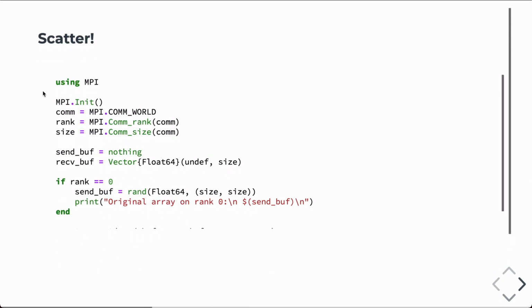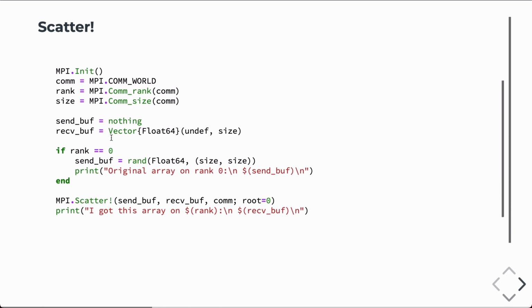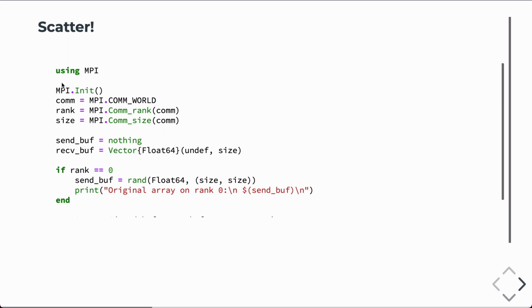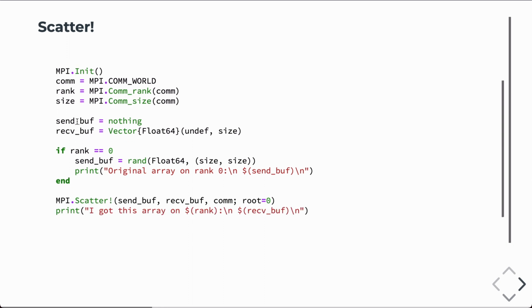So next we're going to look at scatter exclamation point. The convention in Julia always is that a function with an exclamation point does some type of in-place operation. In this case, the initial code is going to be the same: importing the module, starting the MPI job, defining column rank and size, and again initializing send buff to nothing.